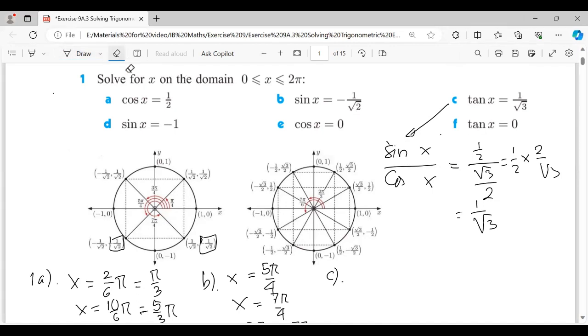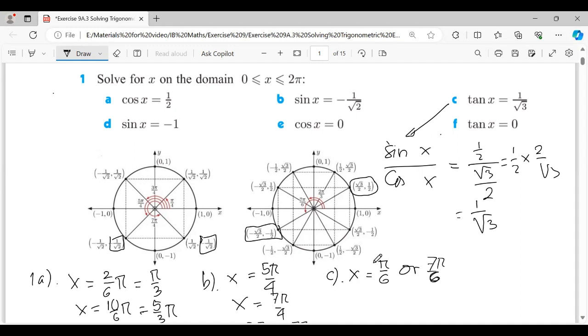It means x equals this coordinate point, pi over 6, and this one as well, 7 pi over 6.